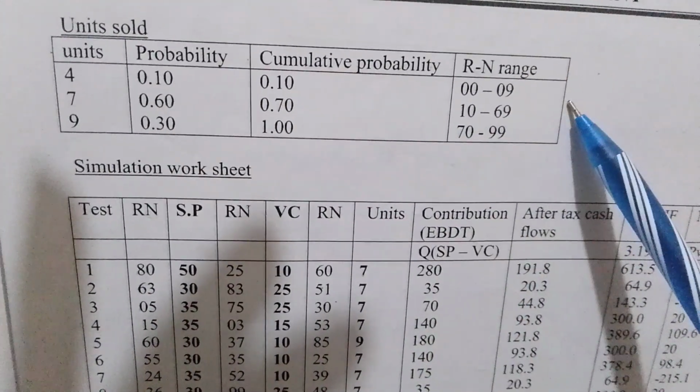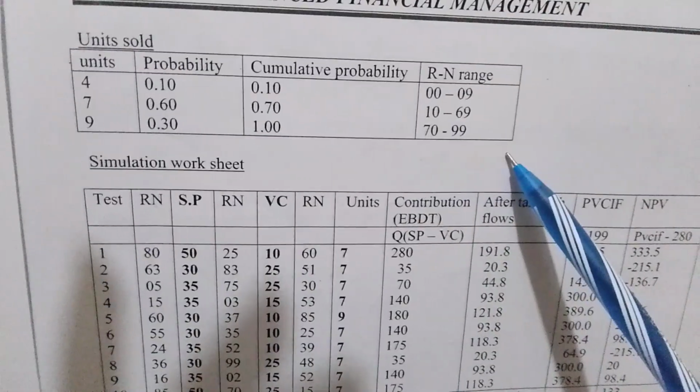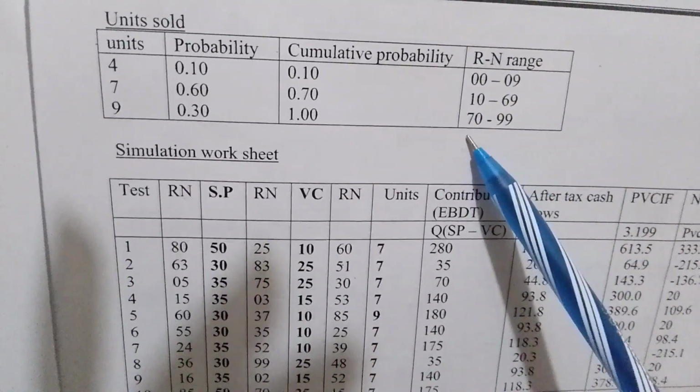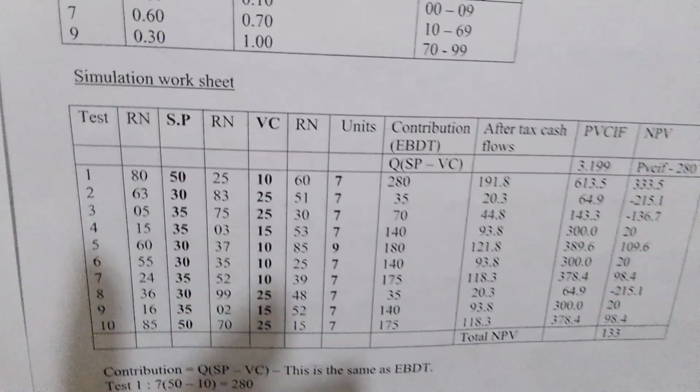70 minus 1 is 69. 100 minus 1 is 99. 9 plus 1 is 10. 69 plus 1 is 70. And you have our ranges there.